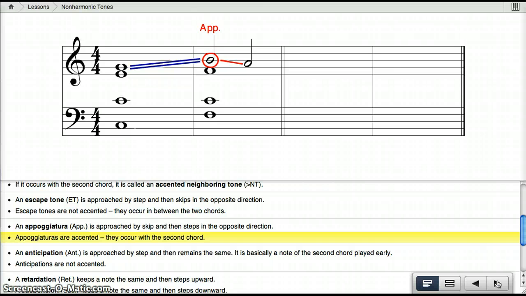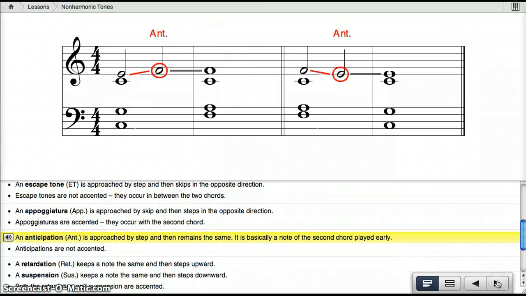Same thing here. Appoggiaturas are accented, they occur with the second chord. Alright, just a couple more. An anticipation, labeled ANT, is approached by step, then remains the same. It is basically a note of the second chord played early.